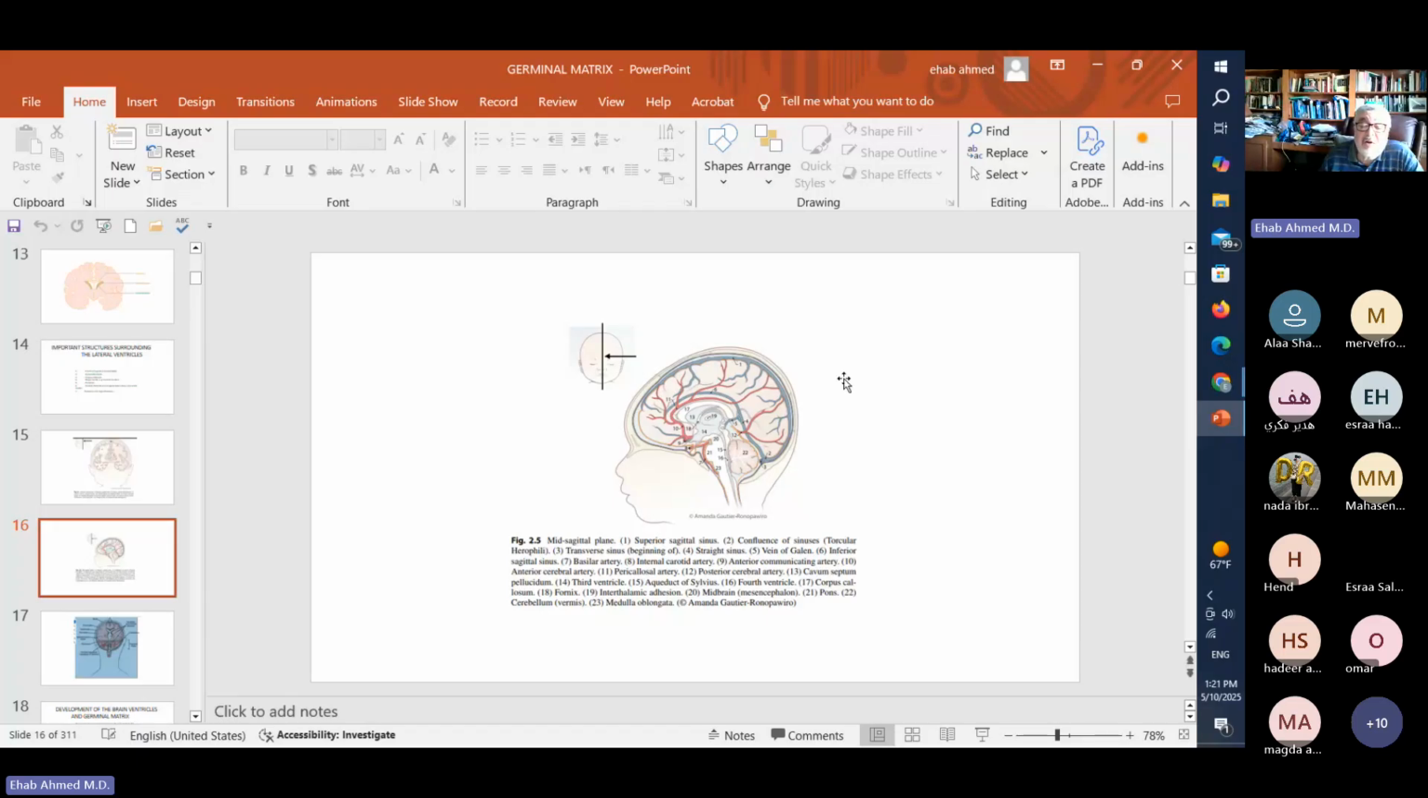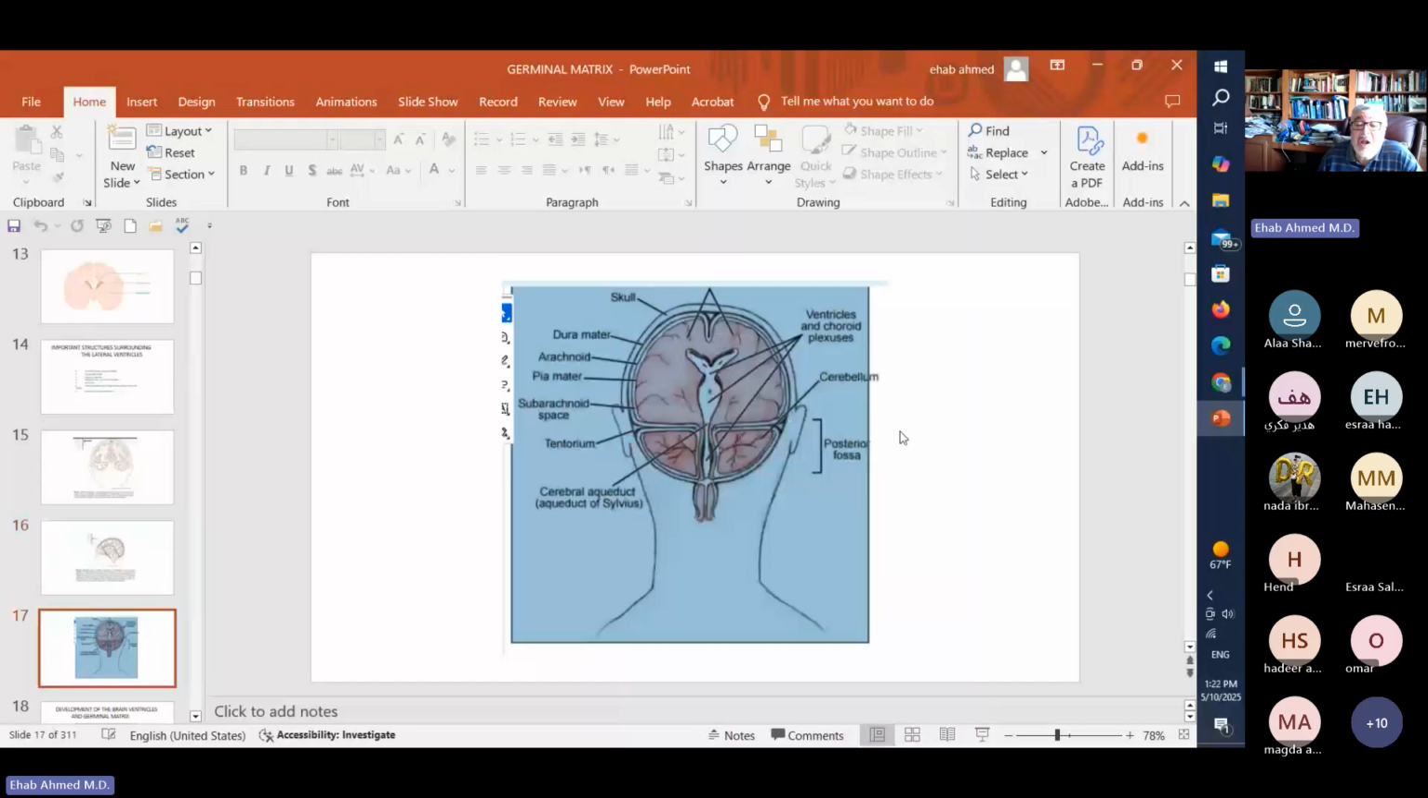And this illustration of the blood supply, and most of the blood supply to the ventricles comes from the anterior and mid-cerebral arteries. And the arteries will give you capillaries. And the capillaries in the germinal matrix are very, very specific. They are even different from the structure of normal capillaries. And then the capillaries will drain into venules and then veins. And also this is an illustration of the important structures surrounding the ventricular system.